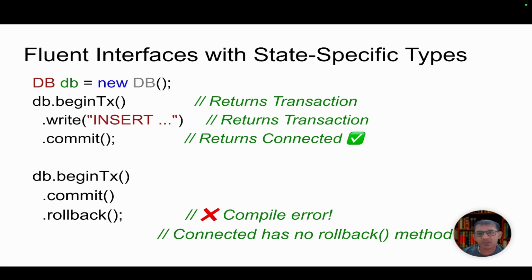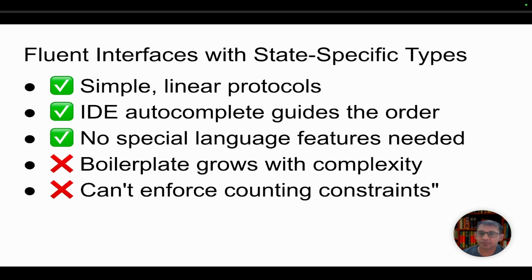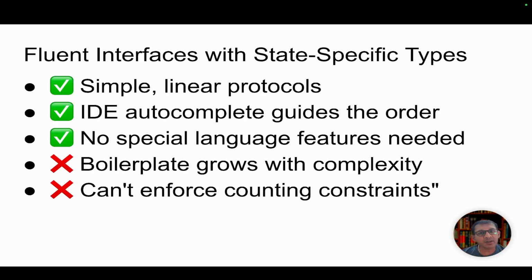This approach leverages the existing type system without requiring any special language features. The interface mechanisms that already exist for abstraction and polymorphism get repurposed to encode state machine transitions. The fluent method chaining makes the state transitions explicit and readable. You can follow the chain of method calls and see exactly which state you're moving through.